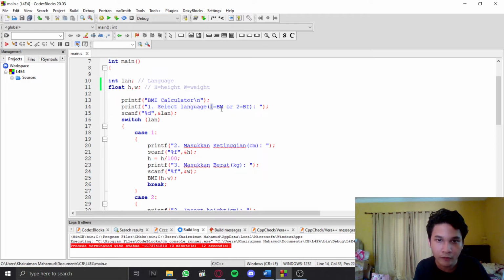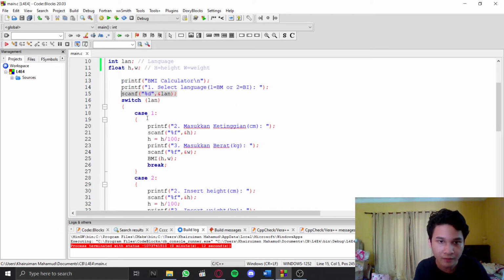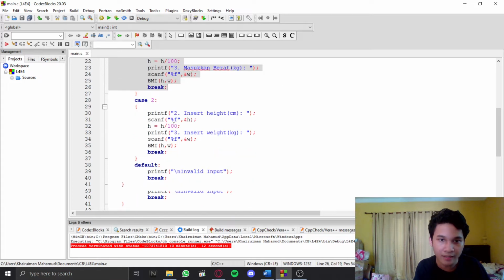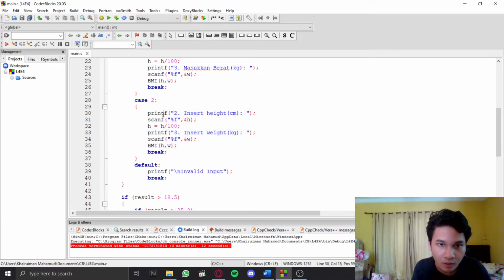So one for the BM, we have to choose the language, so one for BM and two for BI. By getting the input, we have to use the scanf, and then after that we use the switch case to divide if BM and BI. For the case 1 is for the BM language, and case 2 for BI language English. So, for example, in BI language, we have to insert the height in cm.